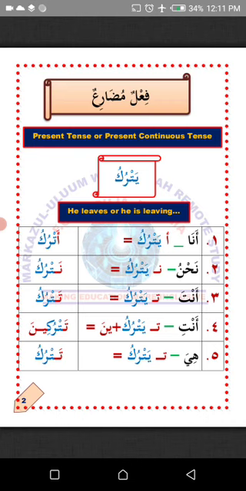Hamsa, number five. Here, she. So how do we change the verb yatruku to suit here? All you need to do is to detach yaun and to attach ta'un. So the verb yatruku will now become tatruku, which means she lives or she is living. You can only use this to talk about a single female person.